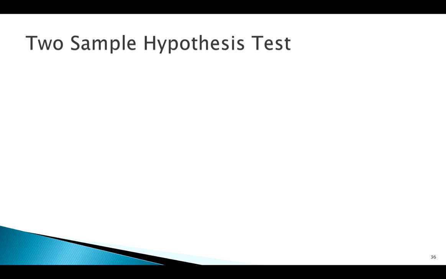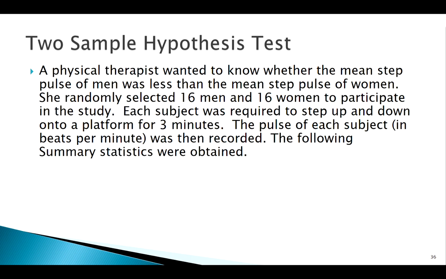All right, so let's look at another two sample example here. Say we've got a situation where we've got a sample of men and a sample of women, and this person wants to know whether the pulses of men are actually less than the pulses of women. Once again, we've got two samples of data summarized here.